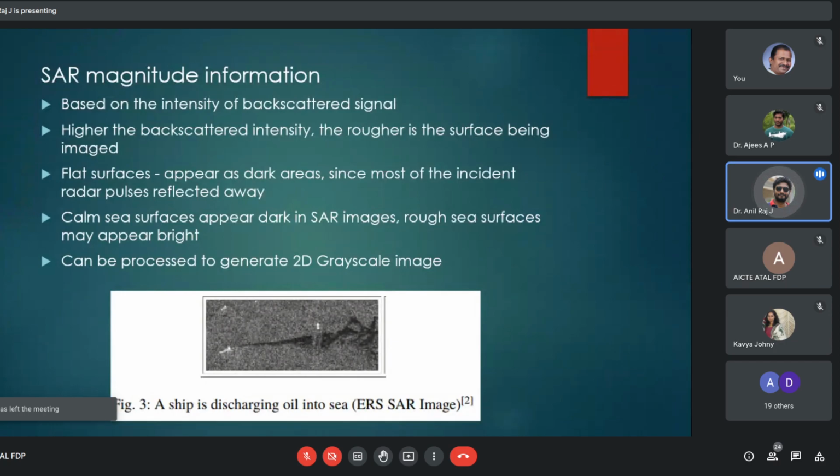Some information on SAR magnitude data. I have already said that the magnitude data is based on the intensity of the backscattered signal. If the intensity of a particular area is high, then the value will be near to 1, meaning it will be lighter. And if the intensity is smaller, then it will be near to 0.